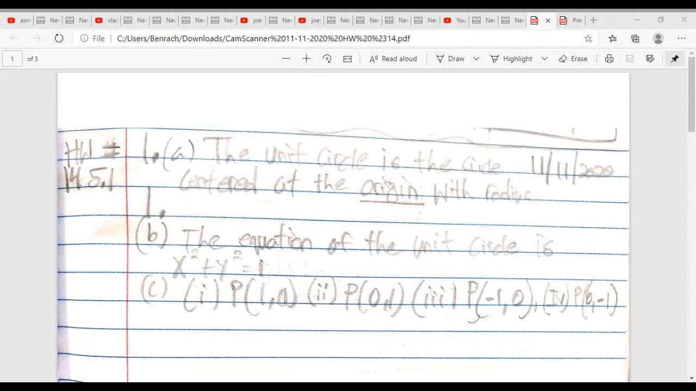And then for C, I had to put in the missing x or y value of P, and it was (1, 0), (0, 1), (-1, 0), and (0, -1). Those 4 are the special points. Right. Okay, good. Thank you.